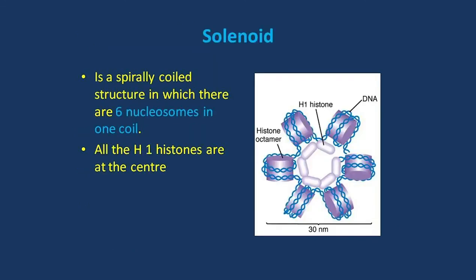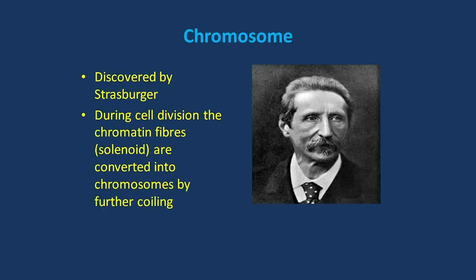Solenoid. A solenoid is a spirally coiled structure in which there are 6 nucleosomes in one coil. All the H1 histones of the nucleosomes are projecting to the center. The chromatin fibers occur in the nucleus in the form of a solenoid. Chromosome. Chromosomes were discovered by Strasburger. During cell division, the chromatin fibers, or we can say the solenoid, are converted into chromosomes by further coiling.